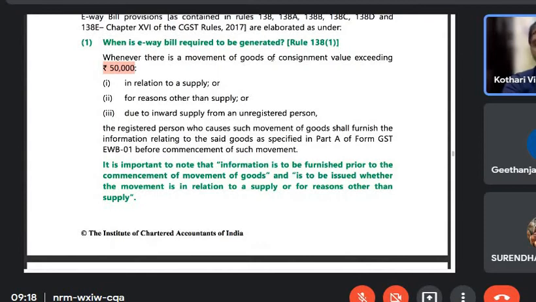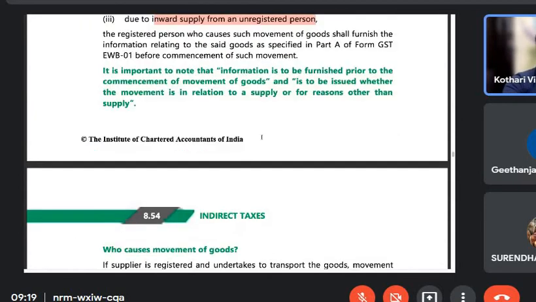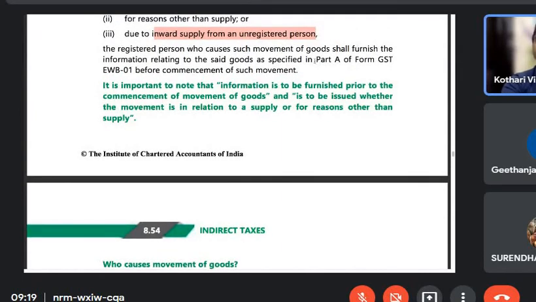So whenever there is a movement of goods of consignment value exceeding 50,000 in relation to a supply, or for reasons other than supply, or due to inward supply from an unregistered person. So whenever there is an inward supply from an unregistered person, then also you need to generate an e-waybill. For the purpose of causing movement of such goods, the e-waybill needs to be generated, and part A of the form GST EWB-01 before the commencement of such movement. So before the transportation of the goods, part A should be filled. Part A contains the details of the goods. Part B contains the details of the vehicle and the transporter.